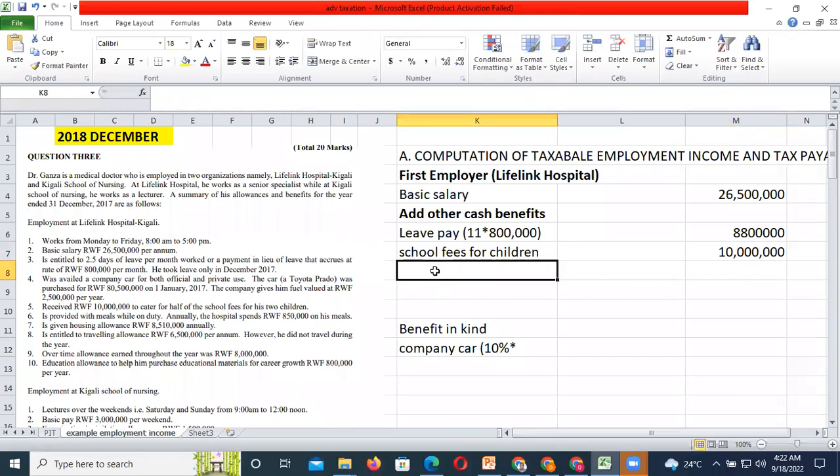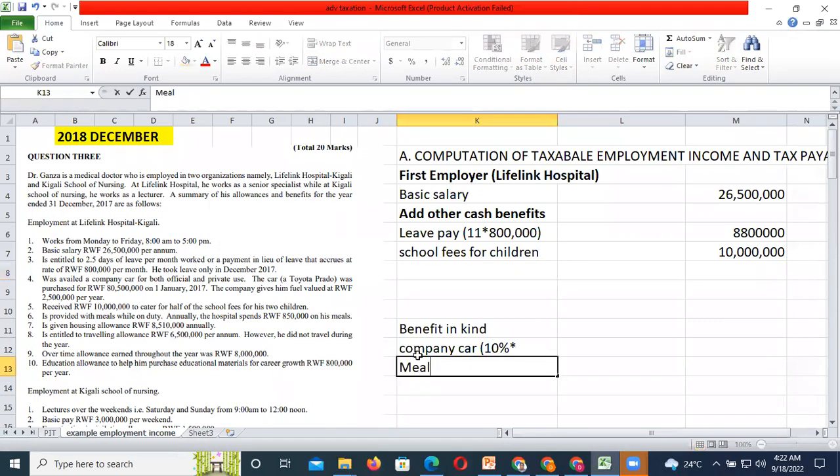Then he is provided with meals while on duty. Annually, the hospital spends 850. So meals, this is a benefit in kind. I can put it here. It is 850.